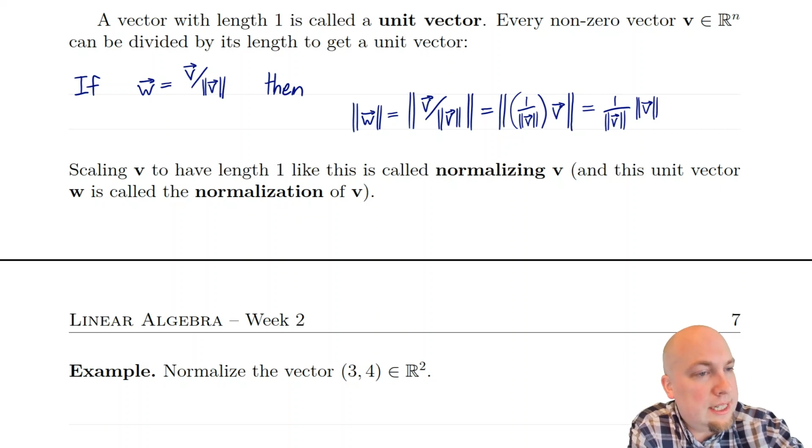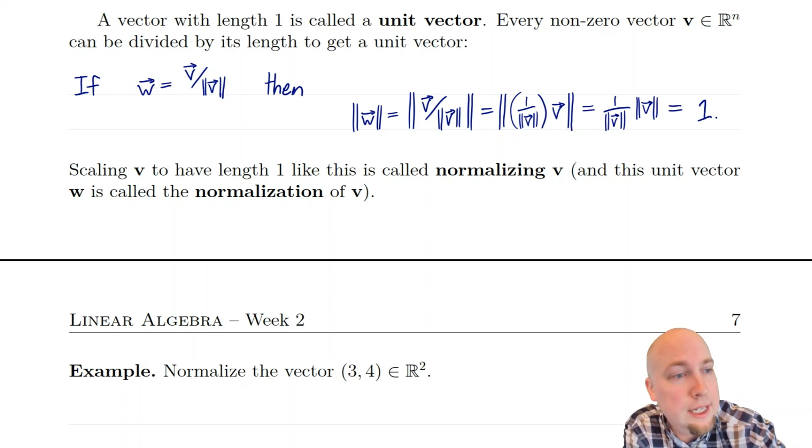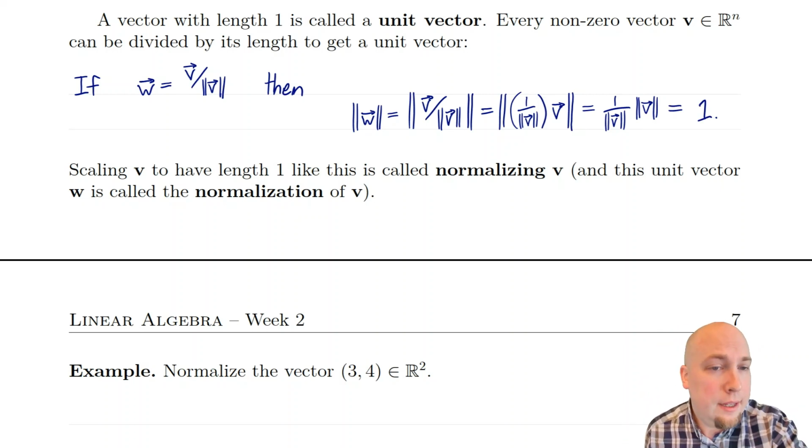Okay, and then, of course, these guys just cancel. These are real numbers now, right? Length of V divided by length of V, I just get 1 at the end of the day. So yeah, W has length 1, so W is a unit vector.